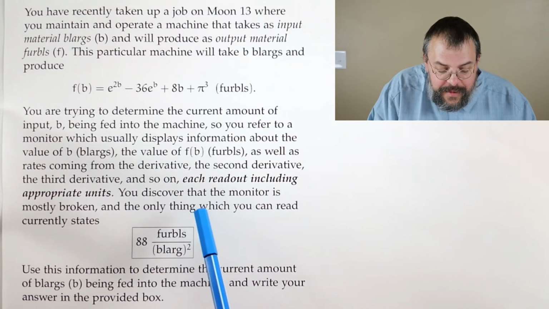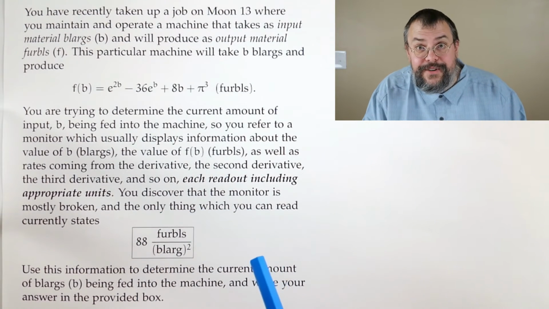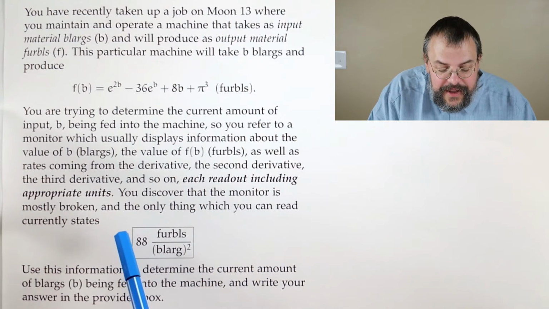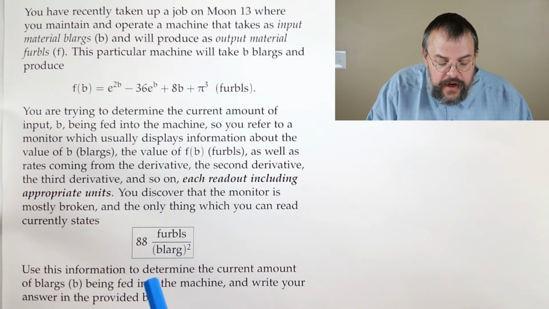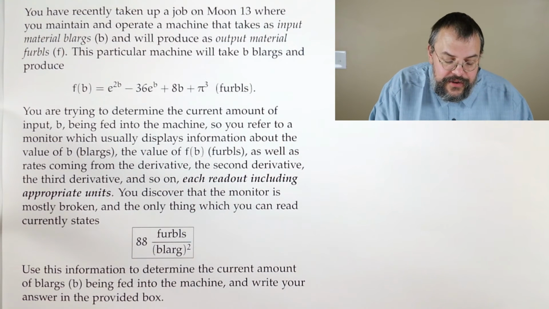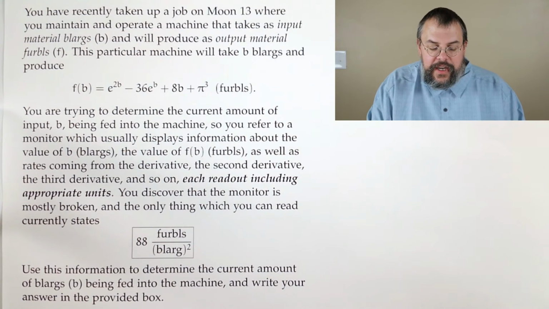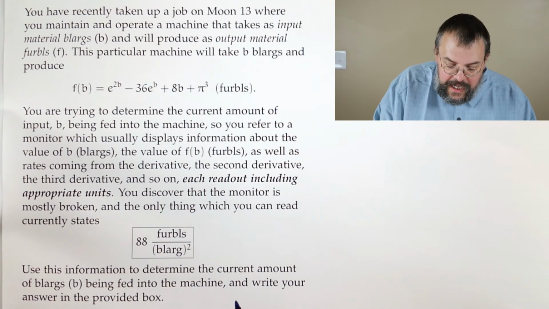You discover that the monitor is mostly broken. Well, that sounds right for Moon 13. The only thing which you can read currently states 88 furbles per blarg squared. Use this information to determine the current amount of blargs being fed into the machine and write your answer in the provided box. Oh, whoops, sorry.